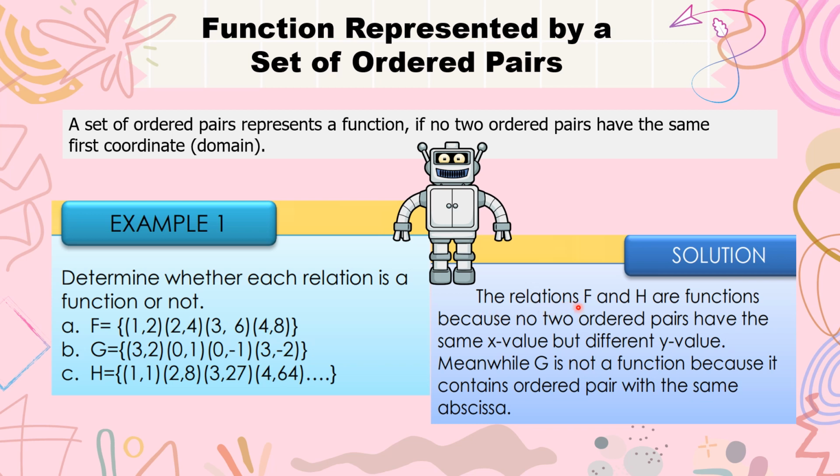Thus, the relations F and H are functions because no two ordered pairs have the same x value but different y value. Meanwhile, relation G is not a function because it contains ordered pair with the same abscissa or domain. So we have both 3 and both 0.